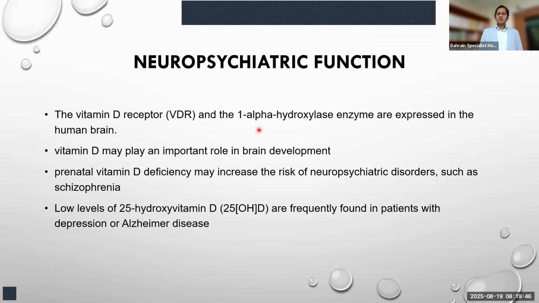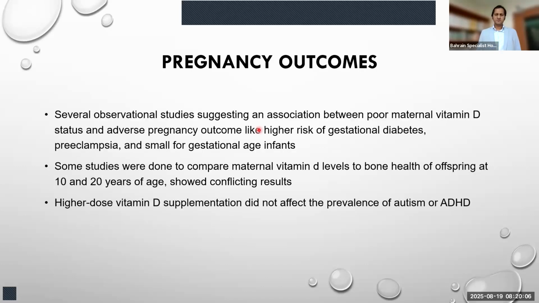Vitamin D receptors are there in the brain. So, and one alpha hydroxylase is also expressed in the human brain. So, vitamin D plays an important role in the development of the human brain. So, it has been seen that vitamin D deficiency is found in persons with Alzheimer's disease. It may lead to schizophrenia and depression.